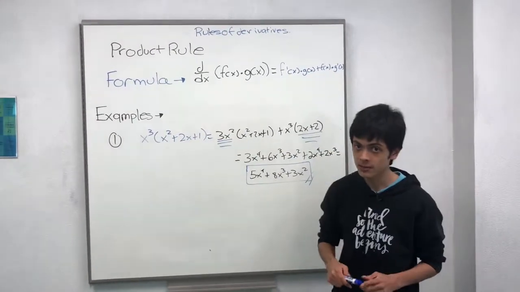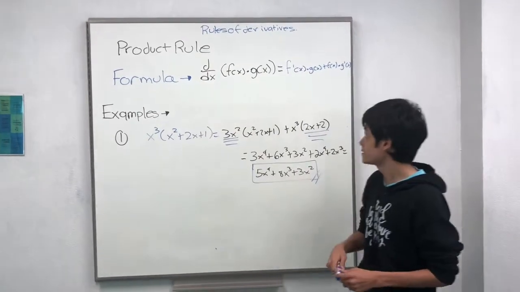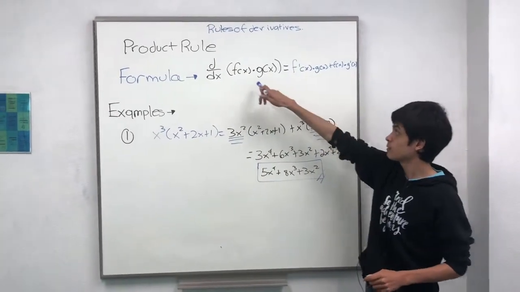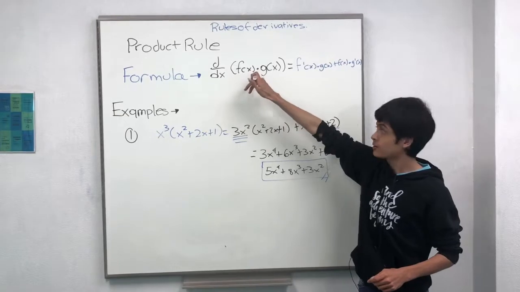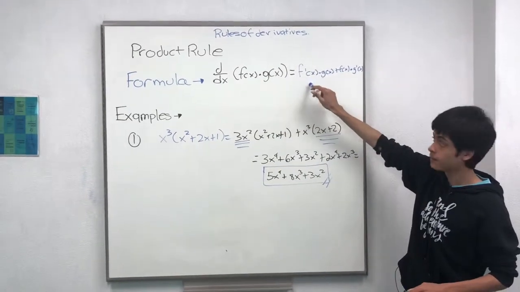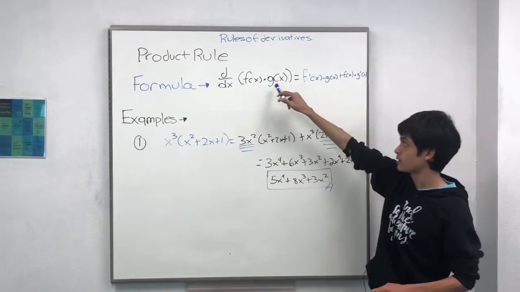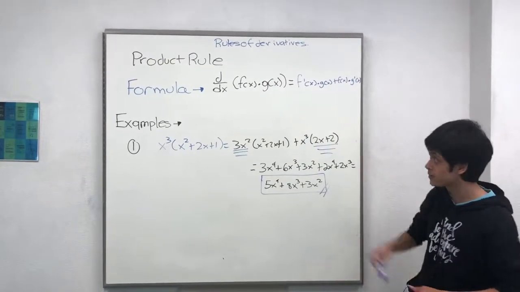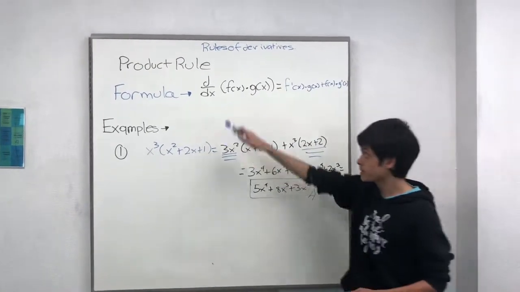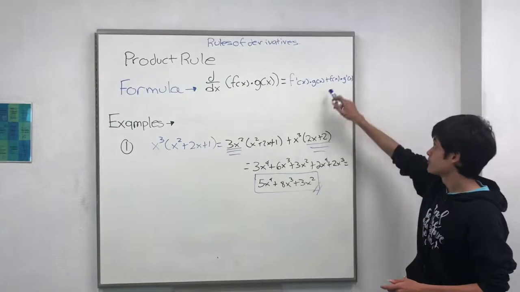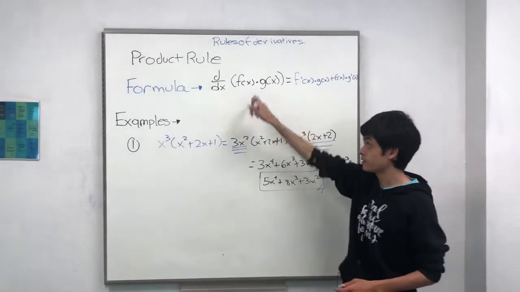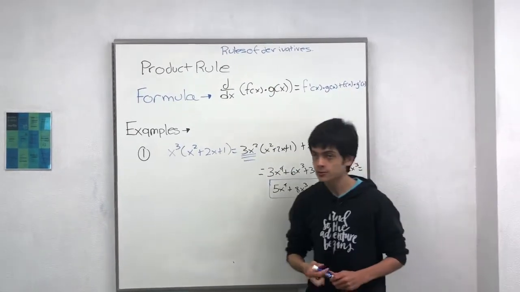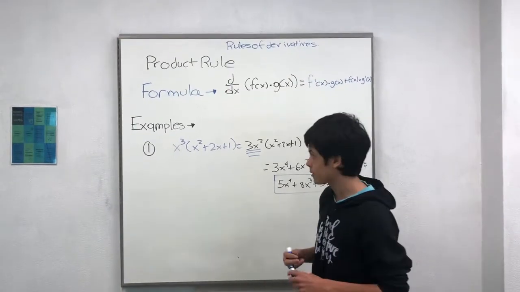The product rule, as we can see, follows this formula, which means that if we have one function here, it will be the derivative of that function multiplied by the non-derivative of the second function plus the non-derivative of the first function times the derivative of the second function. Here are some examples to make it more clear.